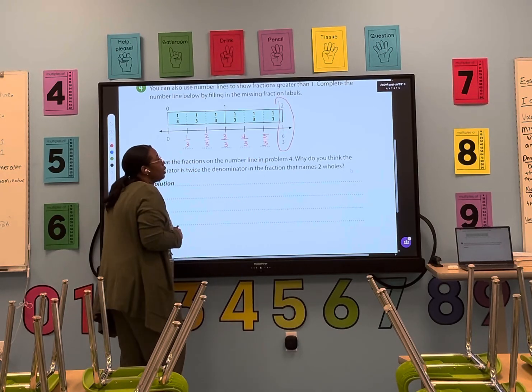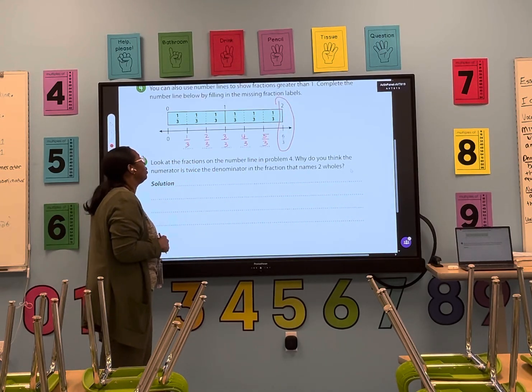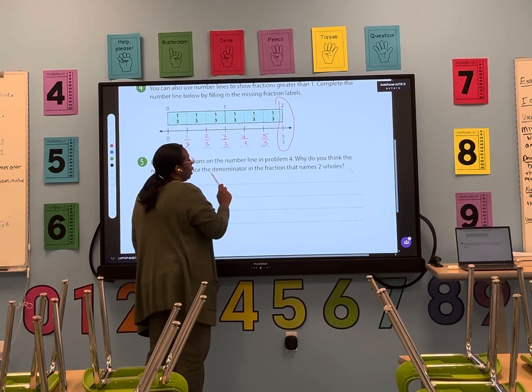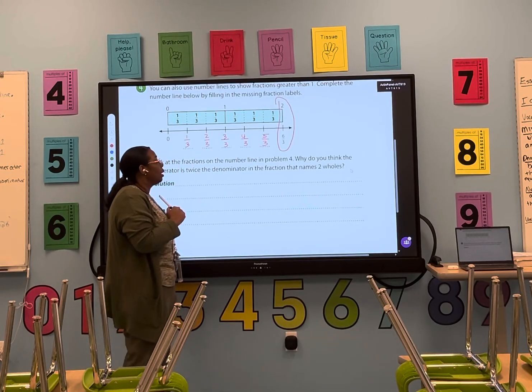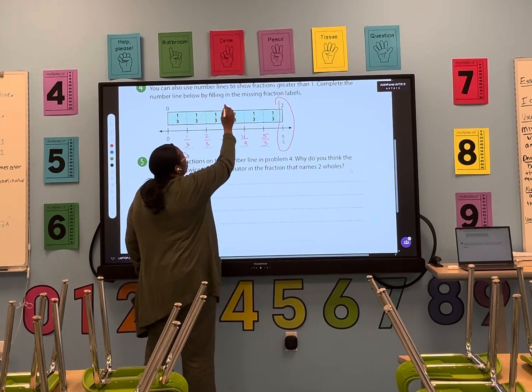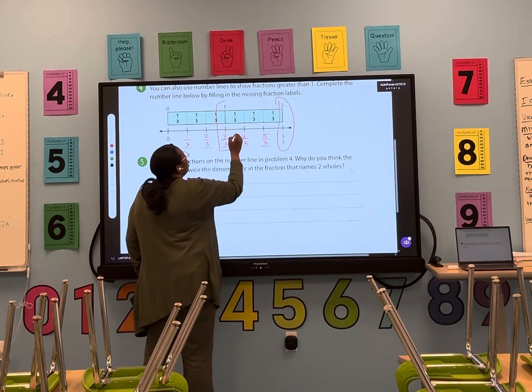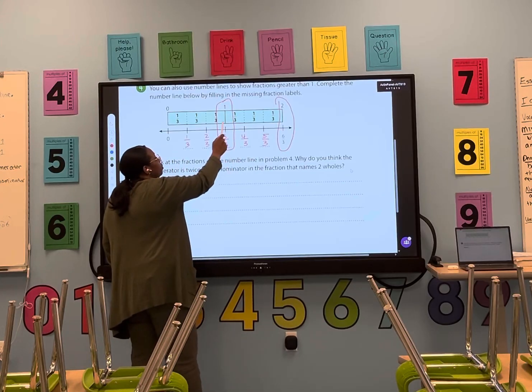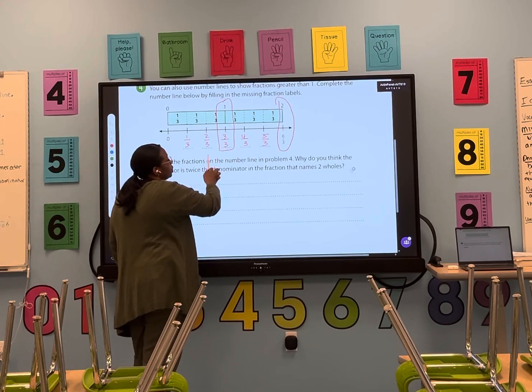So they want to know, why do you think the numerator is twice the denominator in the fraction that names 2 wholes? So when we got to 1 whole, one whole had a numerator of 3 and a denominator of 3.